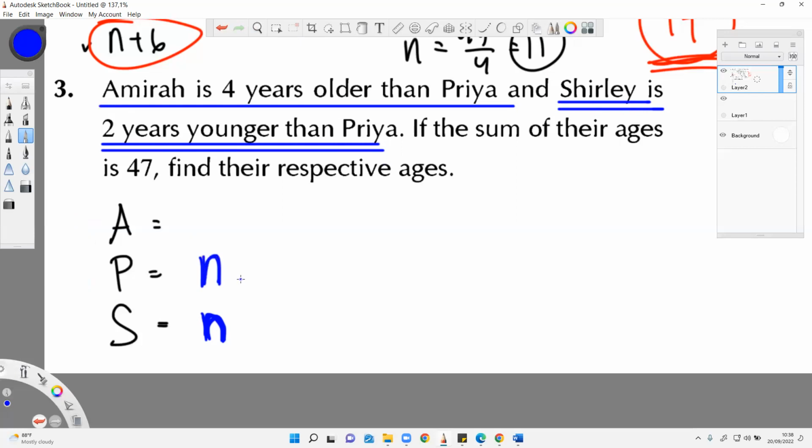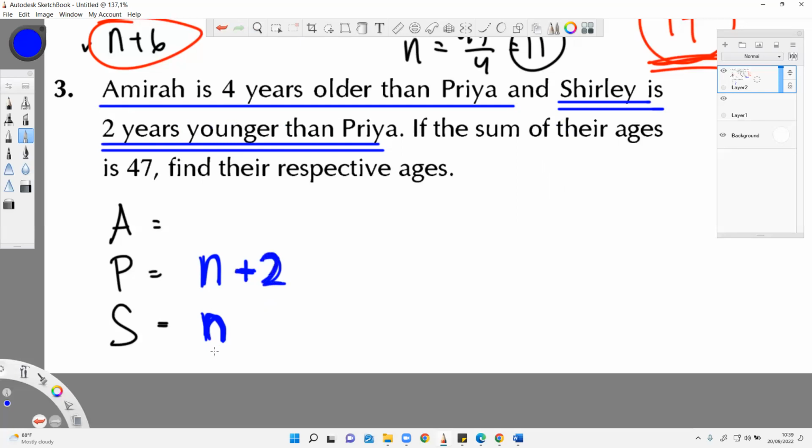Plus or minus? Wrong. Priya, Shirley, look. Shirley is 2 years younger than Priya. Plus or minus? Plus. So you don't think that when it is younger, you have to subtract. No, guys. Shirley is 2 years younger than Priya. So who is younger? Shirley. Who is older? Priya. Older means plus.